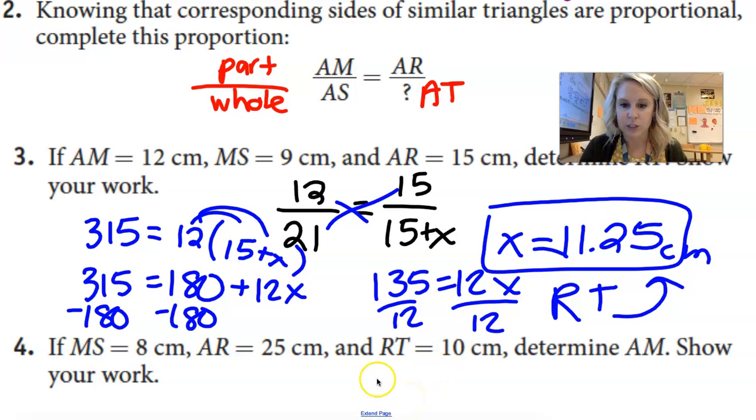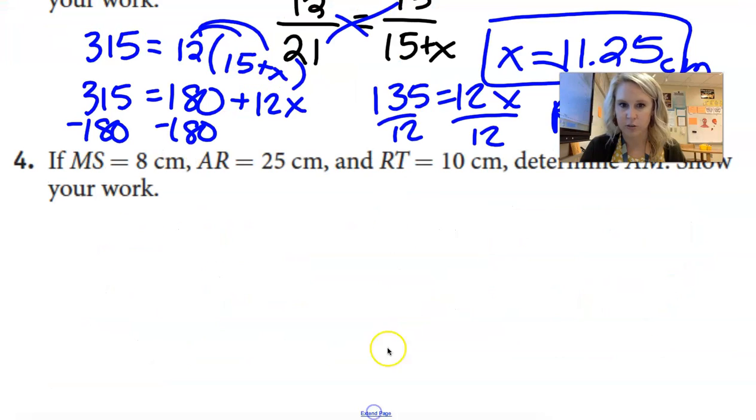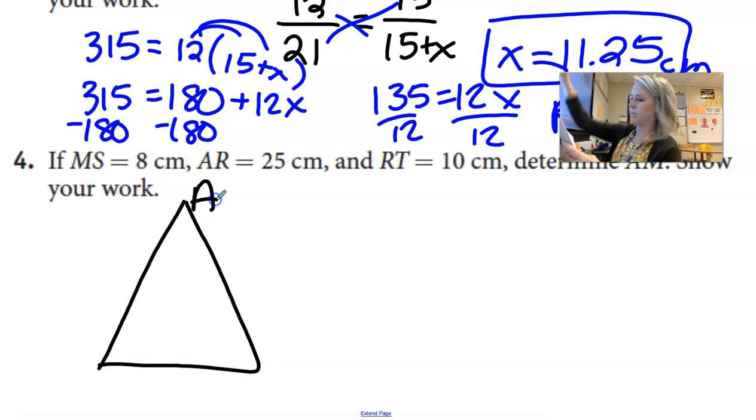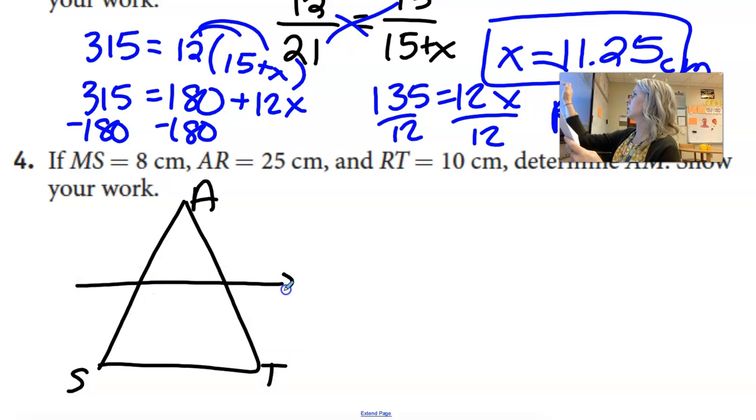So I would either redraw this picture for us, or you can erase your work up here. But I'm going to go ahead and create it for you again. So A is at the top, S and T, with a line, M and R. Okay, so here is your picture for number 4. It's the same picture above, I just redrew it to help us out.